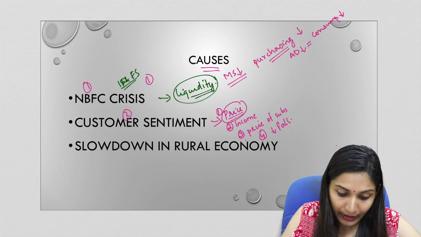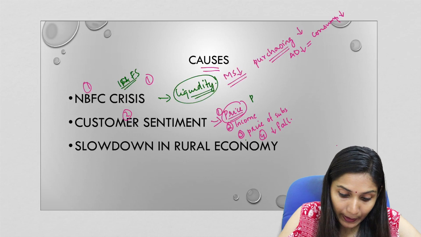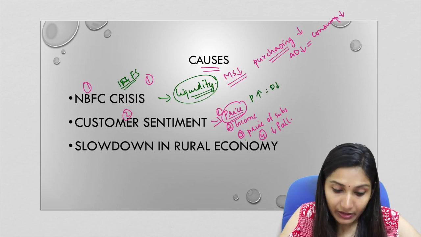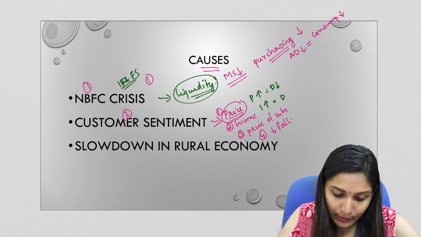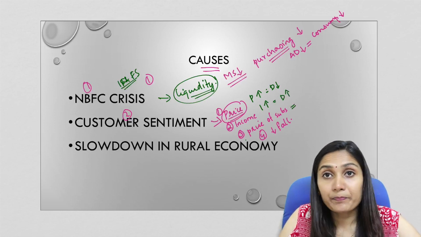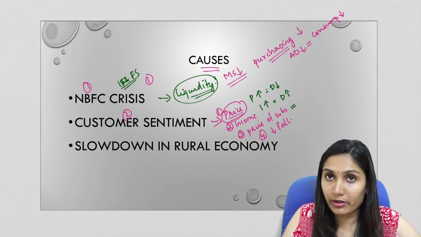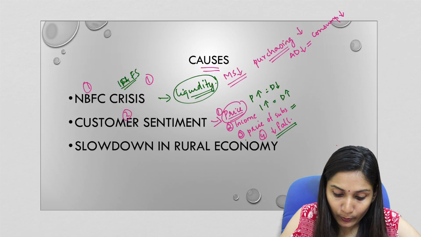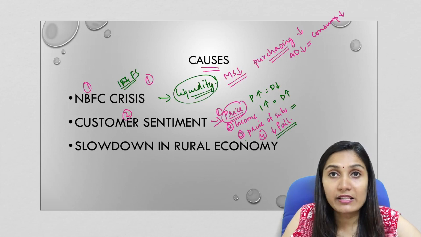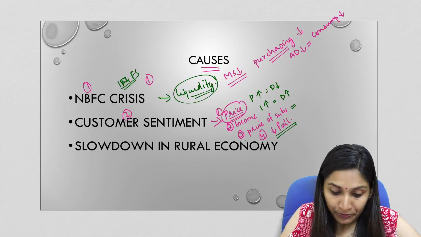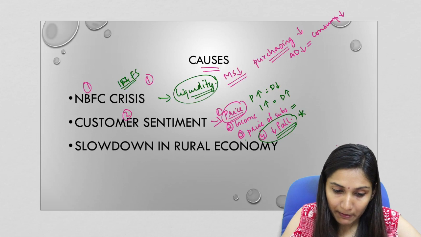Now, the first one is price. Whenever the price increases, the demand will come down. The second one is income. When income increases, the demand will also increase. The third one is the price of substitutes. When substitutes are available at a cheaper price, the demand for a particular commodity will come down. The fourth one is an expectation that the prices will fall in the future. Here, the fourth factor is very, very important.